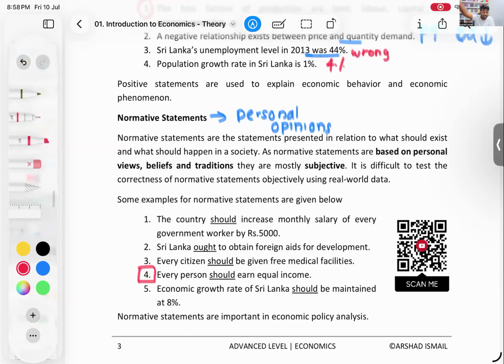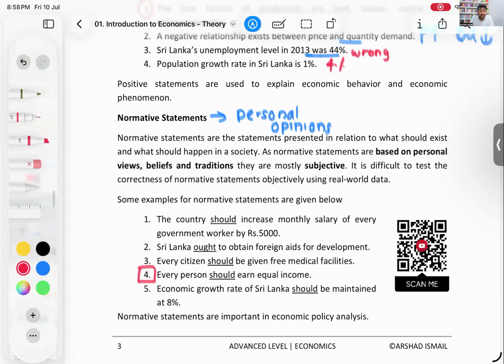Now, in positive statements, there was true or false. You can verify and see, ma'am, this is correct, this is wrong. But here, can you tell me, Lamai, what is your opinion on this? Do you think every person should earn an equal income? Or do you think they should not? Can you give me a reason also? If you're saying yes, why? If you're saying no, why? Argue like an economist now.